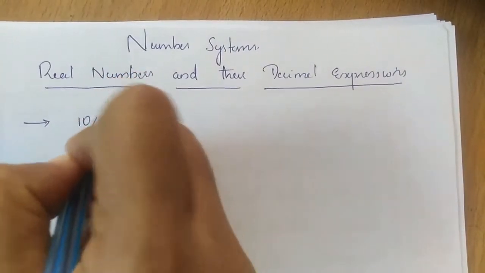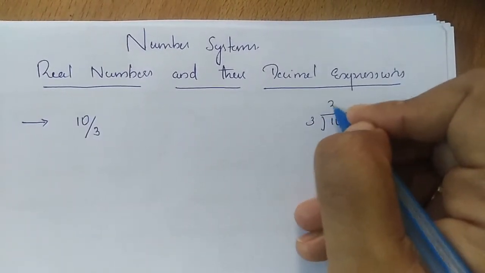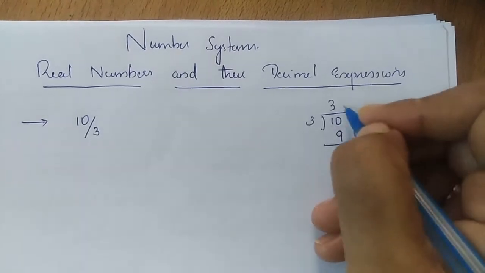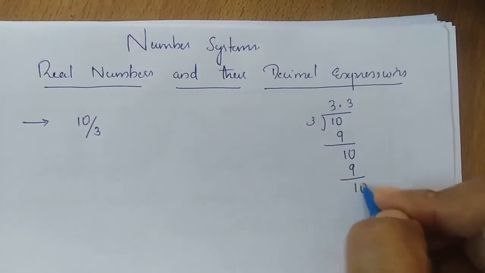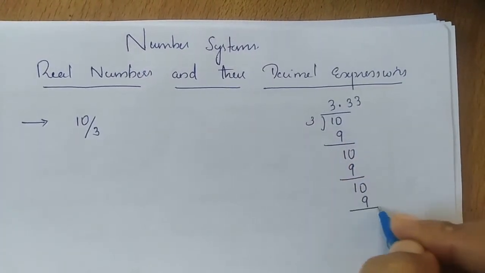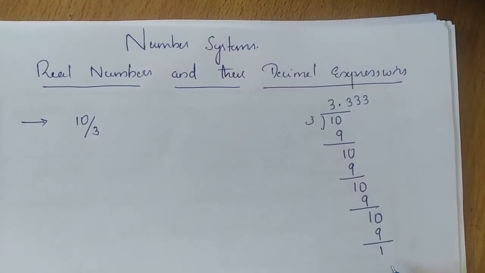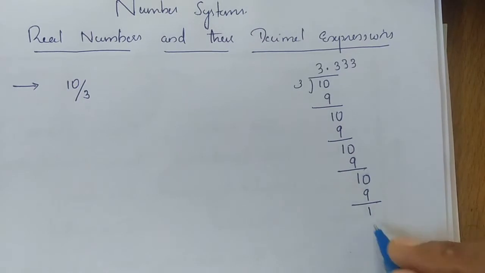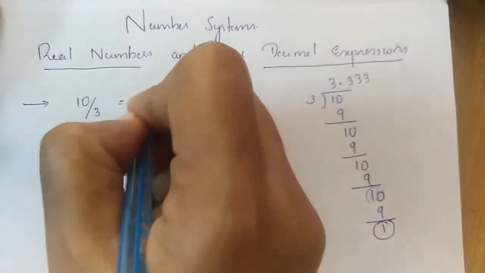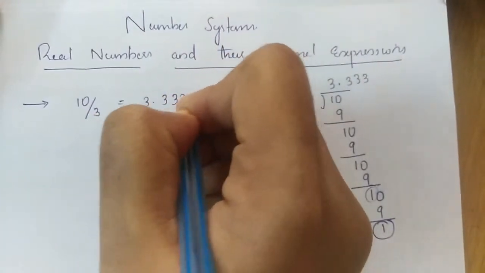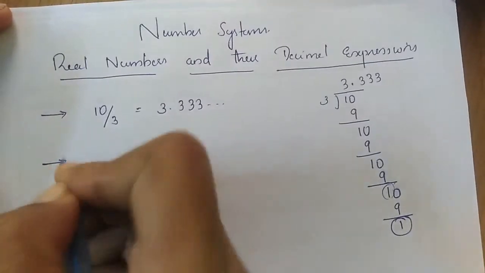Consider the number 10 by 3. Let's do the continuous division. 3, 3, 9, 1, 0. The process is continuing, and here the remainder is 1. Continuously we are getting the remainder 1. The value of 10 by 3 is 3.333, etc.